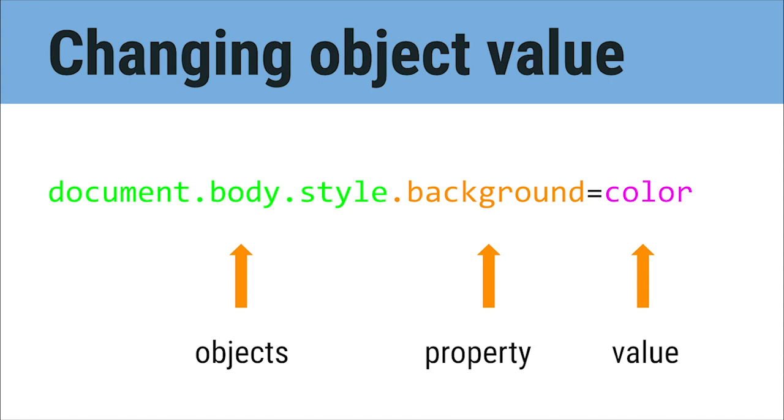Then, within the style object, we have different properties we can access. One of these is the background property, which allows us to change the background of our document. I've colored the property part of the text orange. Finally, we set this statement equal to the value we want this property to be. In this case, one of the attributes we can change is the background color of the body of the document.